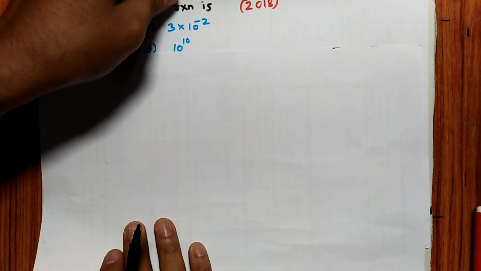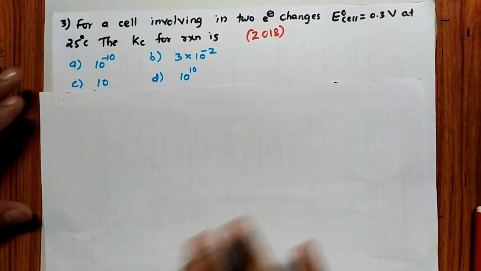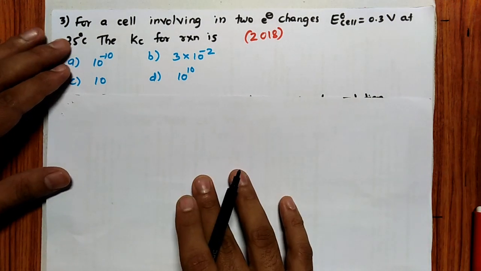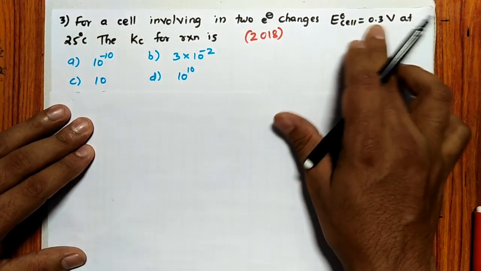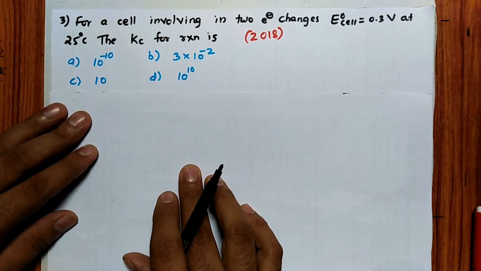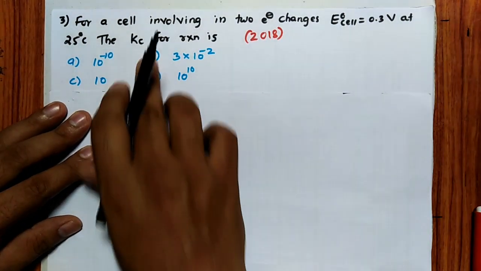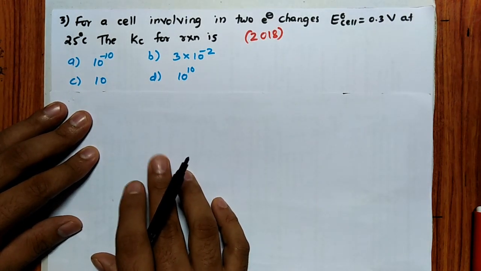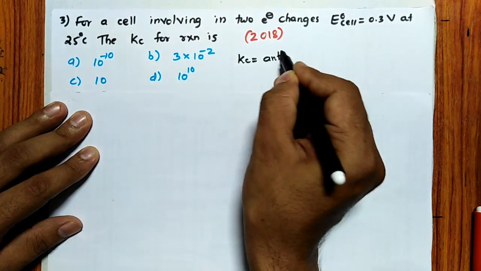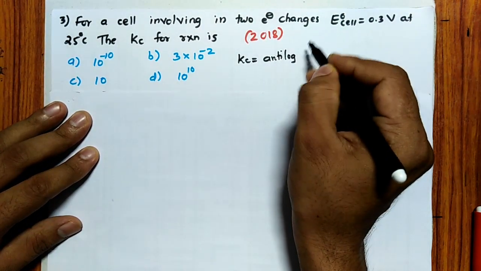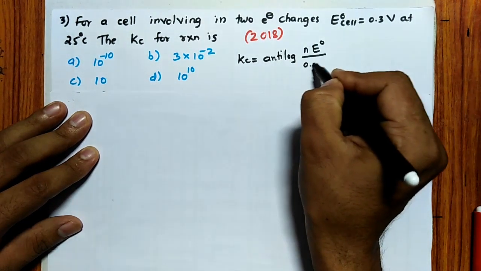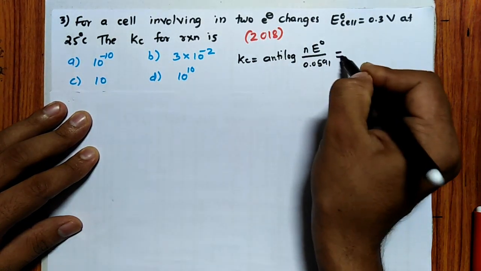Now we will see the third question. The third question is a 2018 asked question once again. For a cell involving 2 electron changes, E0 cell is given as 0.3 volt at 25 degrees Celsius. The Kc for the reaction is? So what I told, the Kc formula: Kc is equal to anti-log of n E naught divided by 0.0591, right?